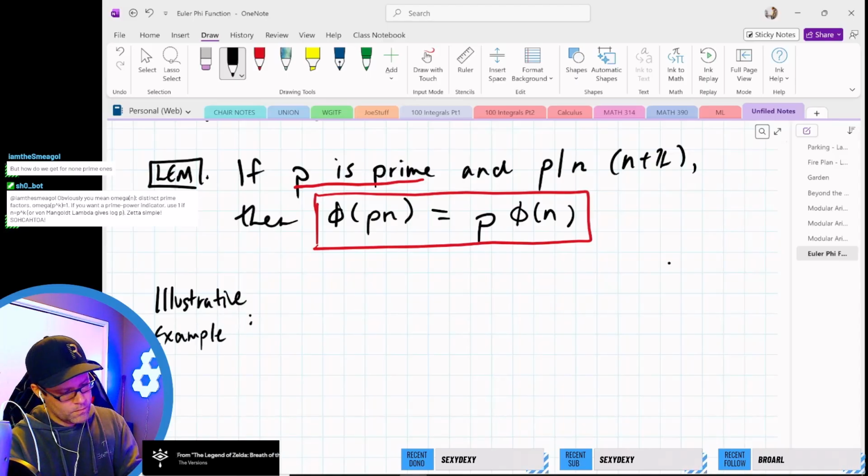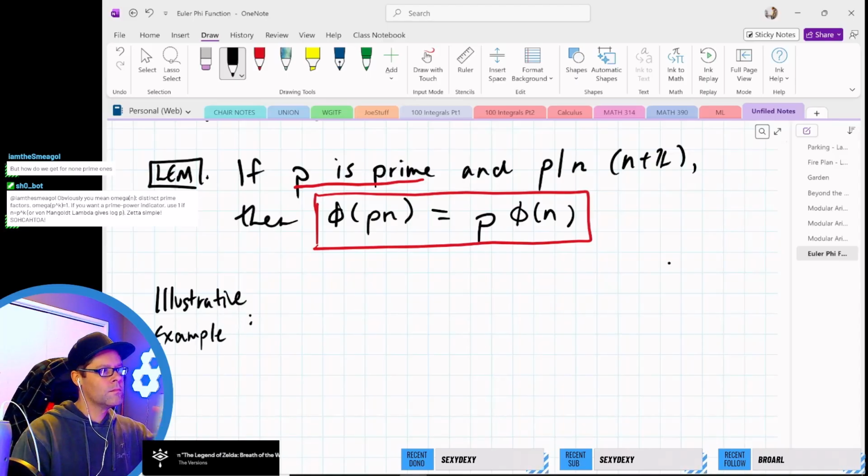Obviously, you mean omega n distinct prime factors. Omega k also 1. And if you want a prime power indicator, use 1 if n is p to the k, or von Mangoldt lambda gives log p. Zeta, simple. So, say hello, yeah.